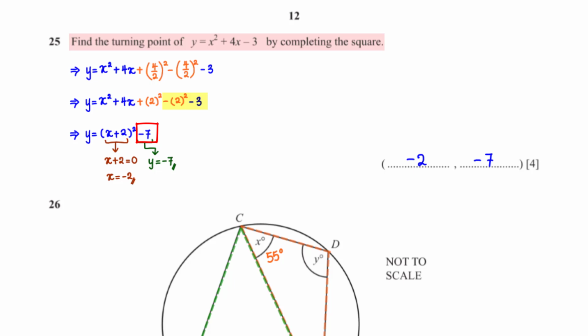we get negative 7. To get the x coordinate of the turning point, we equate x plus 2 to 0. This gives us x equals negative 2. The y coordinate is negative 7, and so the coordinates of the turning point are (negative 2, negative 7).